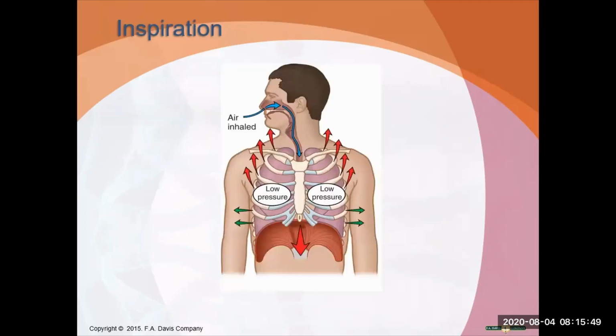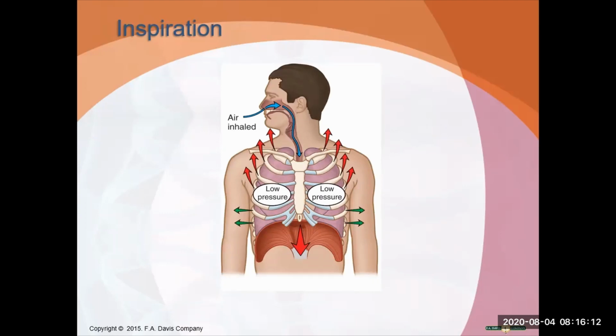Inspiration. The intercostal muscles contract, pulling the ribs up and out. The diaphragm contracts and moves downward. This enlarges the chest cavity in all directions. The lungs expand along with the chest because of the two layers of the pleura.